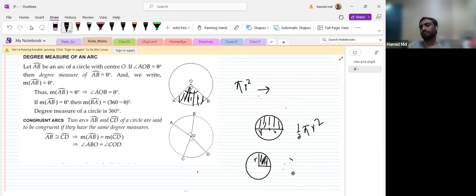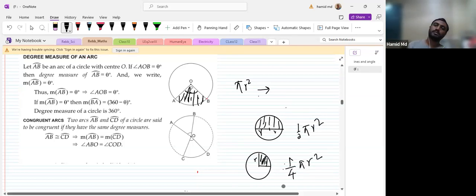1/4 pi r square, right? Mhm. So can I generalize this definition? Pi r square, and this is theta by 360 degree. So in this case, theta is 180. So 180 over 360 will be half. And in this case, it is 90. So 90 by 360 will be 1/4. Clear?